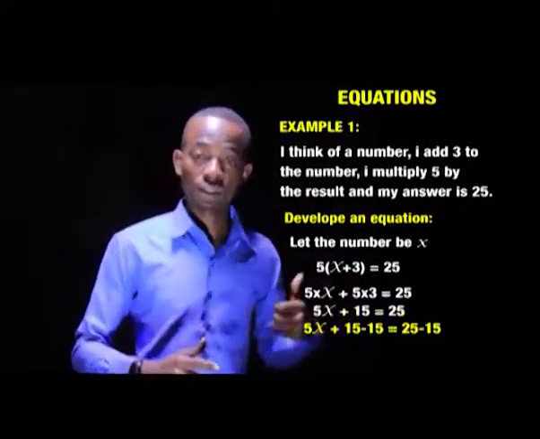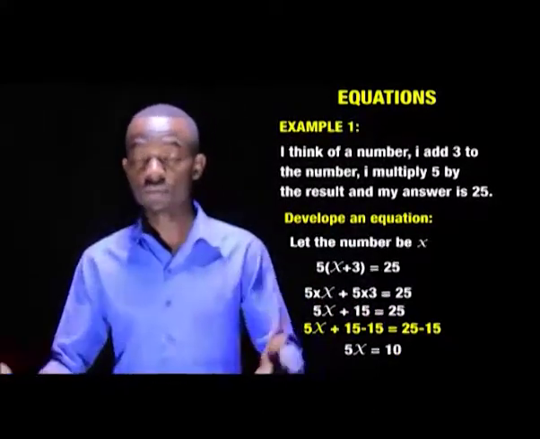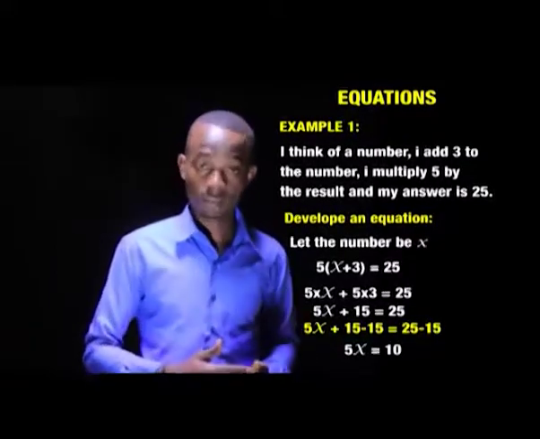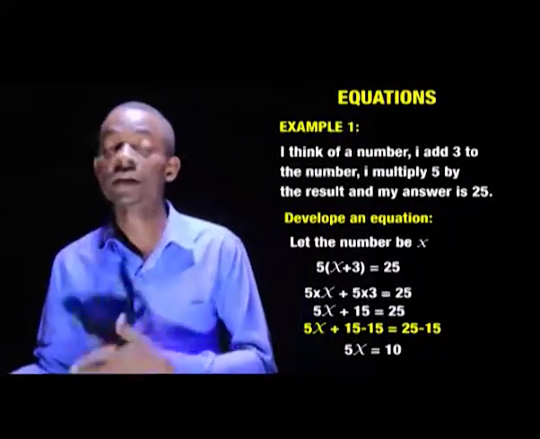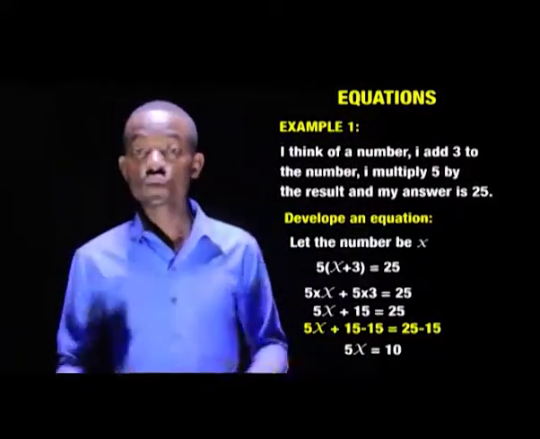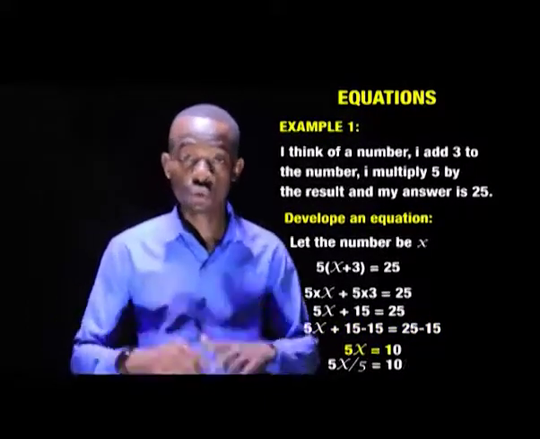Of course, the two 15s on the left hand side will cancel because 15 minus 15 gives us 0. So on the left hand side, I'm left with 5x. Then on the right hand side, I have 25 minus 15, which gives me 10. So my expression in this case reduces to 5x is equal to 10.